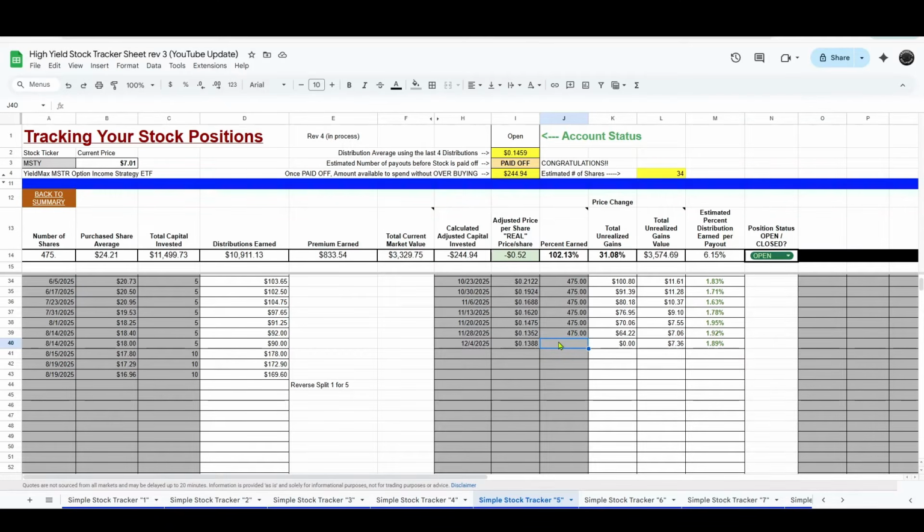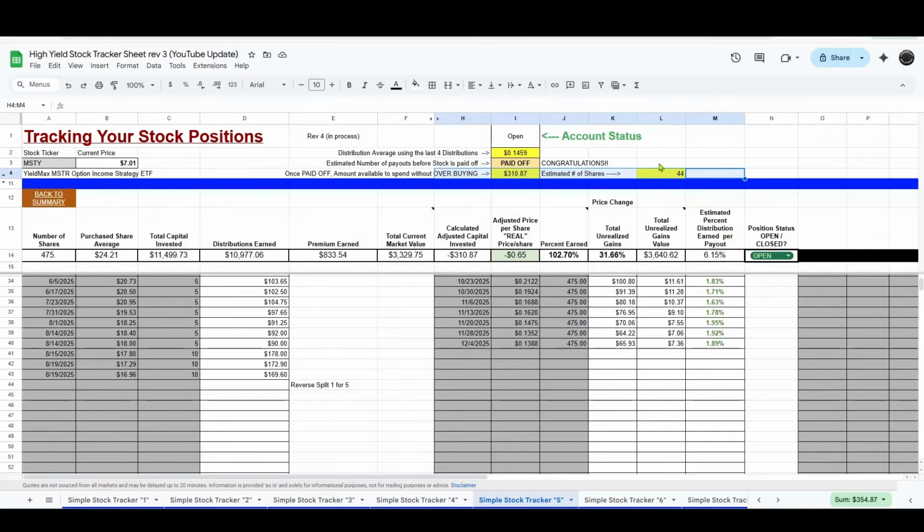I owe nothing on MSTY, and if I enter my 475 shares, it takes that 0.52 down to minus 0.65. So I'm moving even further away from that zero. And if I were to buy at the current price, I can purchase about 44 shares because I have about $310.87 available to buy those shares of MSTY at the current price without moving this back to risk. It will stay as paid off status as long as I do not exceed that dollar amount.